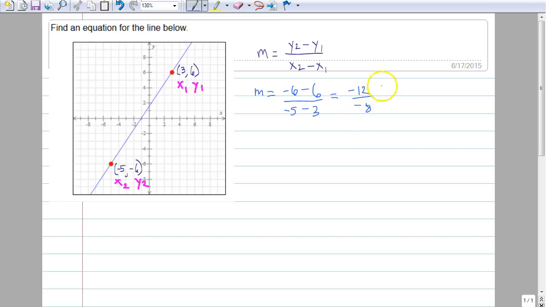Negative divided by negative is a positive, so we know this is going to be a positive answer, but then we can actually divide and simplify here. 4 goes into both of these numbers, so 12 divided by 4 would be 3, and 8 divided by 4 would be 2. So we have a slope of 3/2.